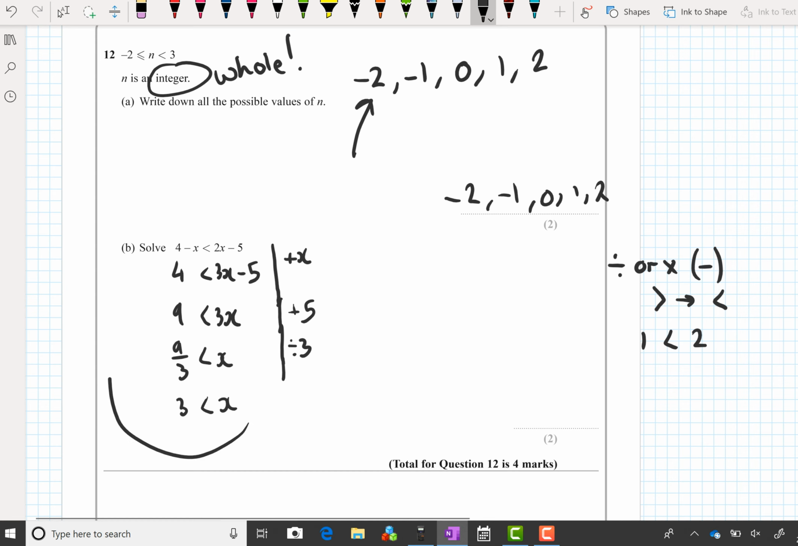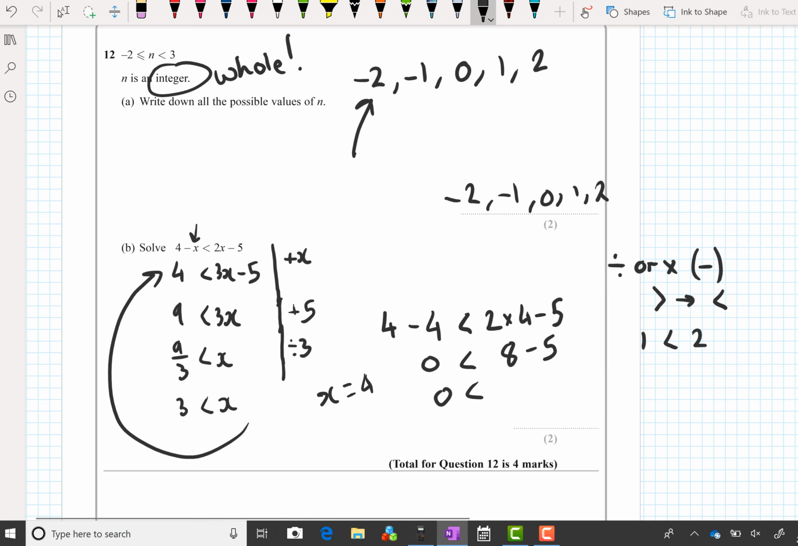For example, if I was to pick, let's say, the next integer, x equals 4. If I put this in this inequality, it'll be true. For example, 4 take away 4, it's the x, is less than 2 times 4 subtract 5. 4 take away 4 is 0, which is smaller than 2 times 4, which is 8, subtract 5. 0 is smaller than, what's 8 subtract 5? 3. 0 is smaller than 3, is that true? Well, I hope so. Yes, it is, of course it is.